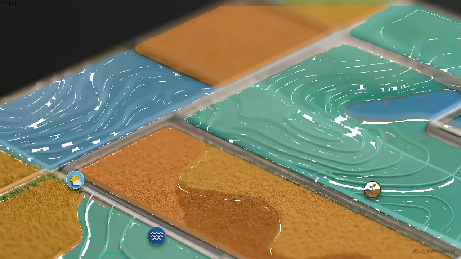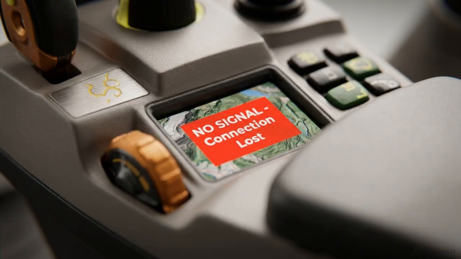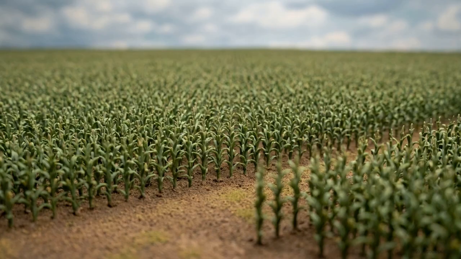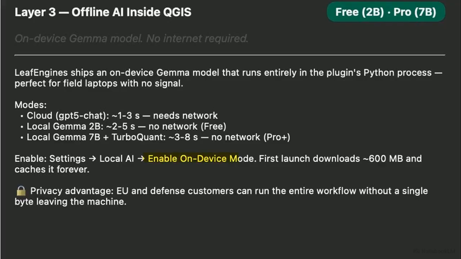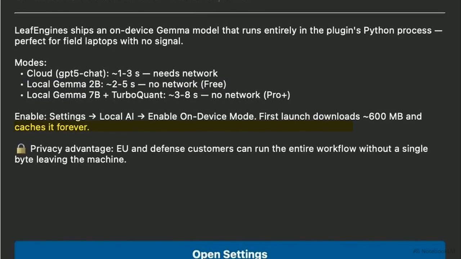We have a fully enriched map, but cloud-dependent agtech fails at the boundary of a Wi-Fi network. Out in remote agricultural zones, cellular signal drops out entirely. Enable on-device mode in Layer 3 to activate a local GEMMA model. It generates responses in 2 to 5 seconds without network access. Prepare this before leaving the office. The first launch requires a 600 megabyte download to cache the model forever.